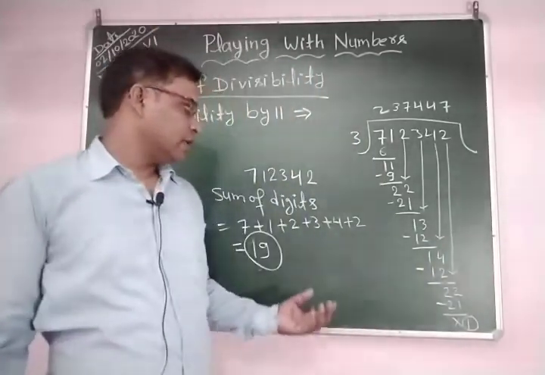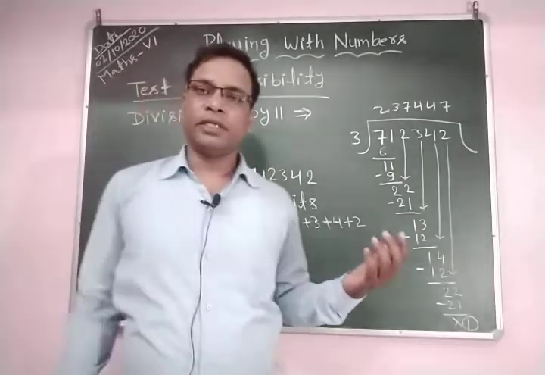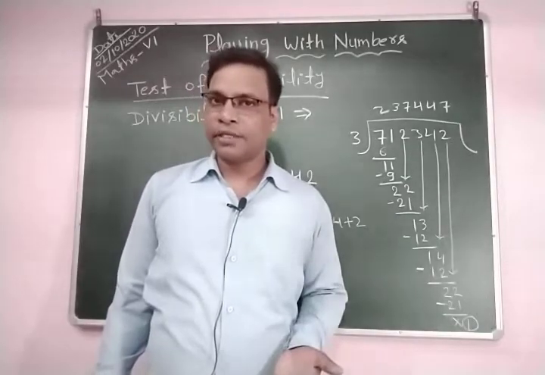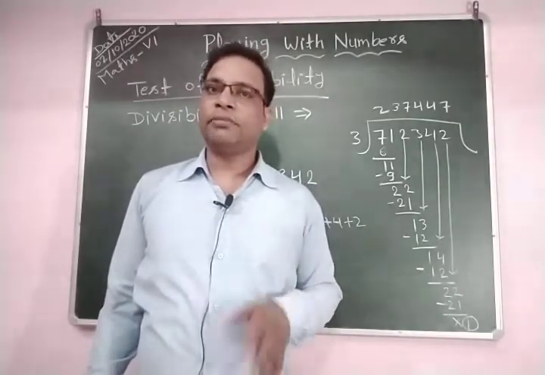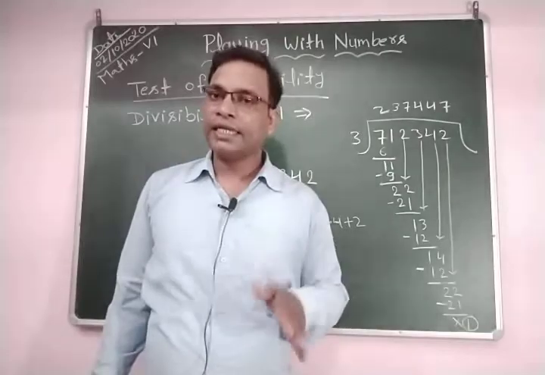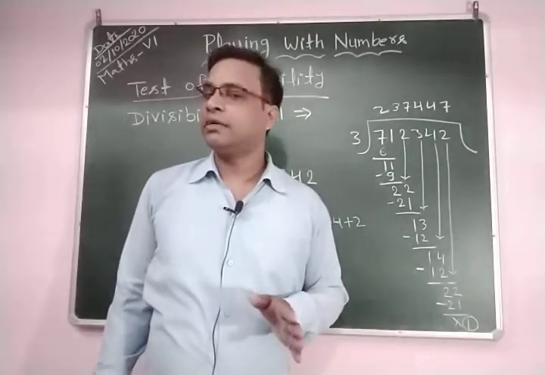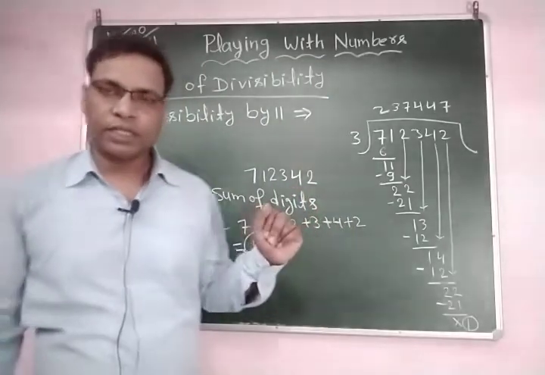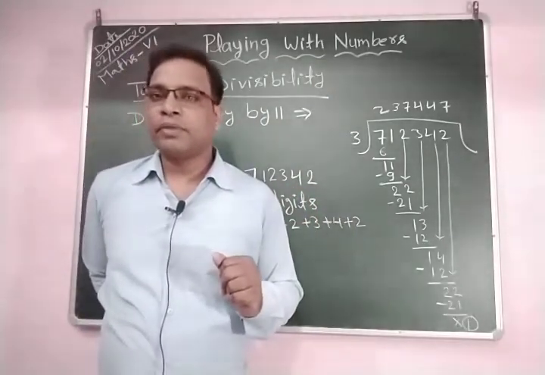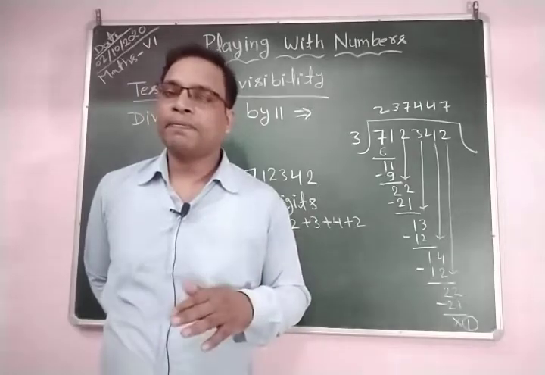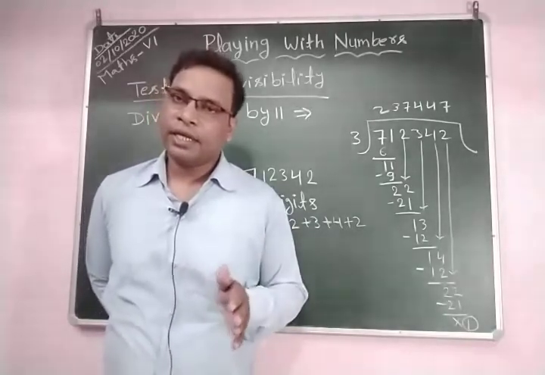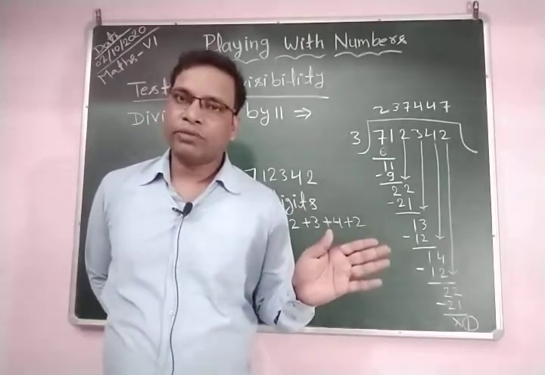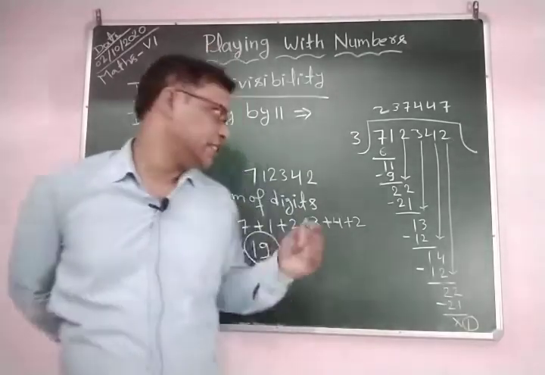So this is true that if the sum of digits of a number is divisible by 3, then that number is also divisible by 3. If the sum of digits of a number is not divisible by 3, then that number is not divisible by 3. So we take two examples. In the first example, you can see the sum of digits of the number is divisible by 3, and then that number is also divisible by 3. We verify that by using actual division methods. And this is the second example.